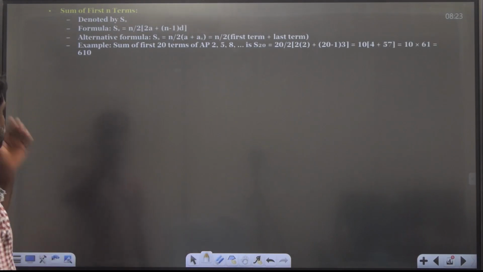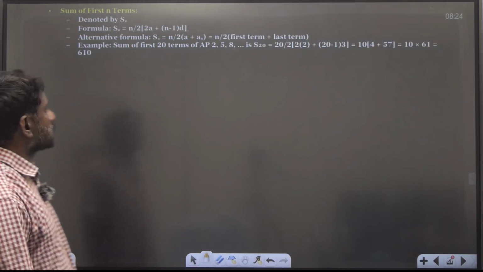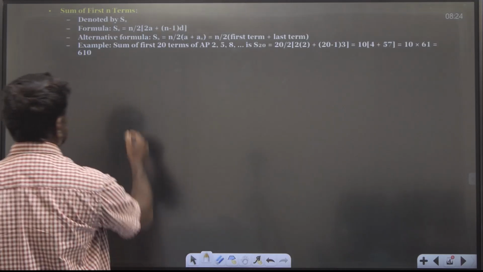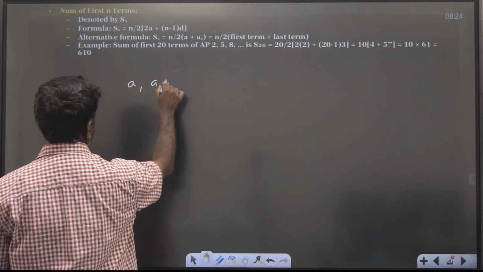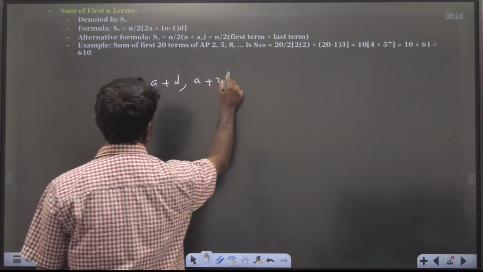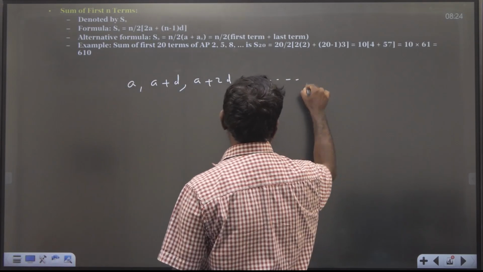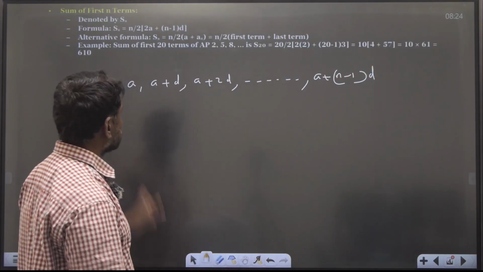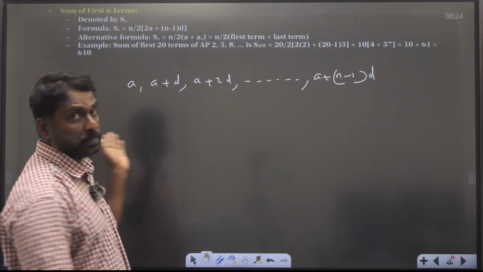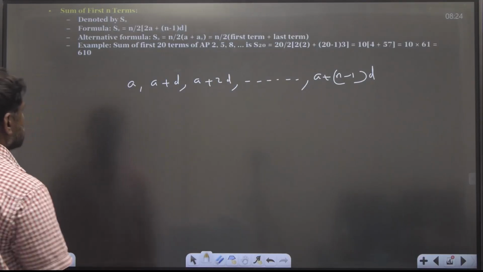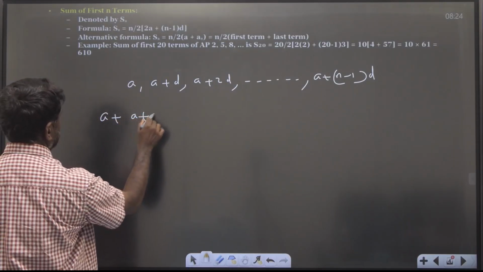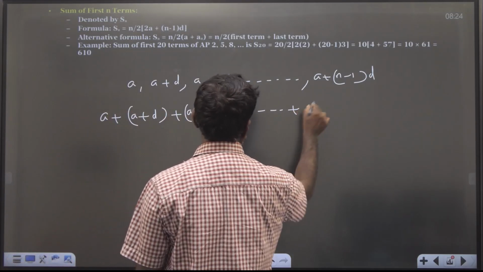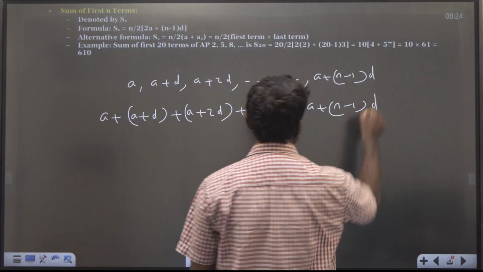The next formula: sum of n terms of an arithmetic progression. For example, suppose a, a plus d, a plus 2d, etc. What is the nth term? a plus n minus 1 into d. We have to find out the sum of these n terms, that is to find a plus d plus a plus 2d plus etc. plus a plus n minus 1 into d.